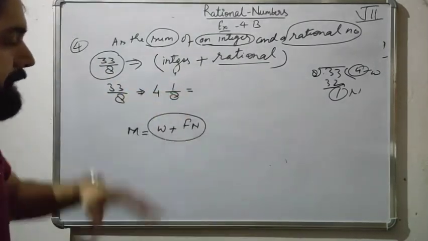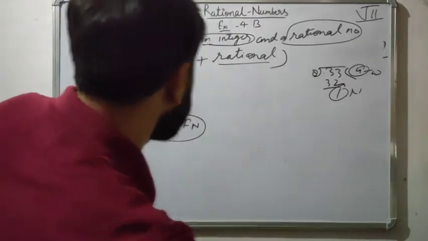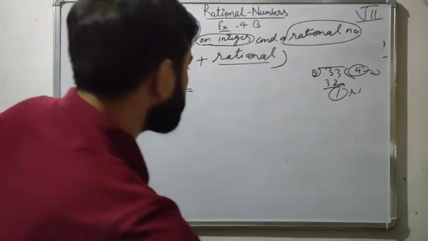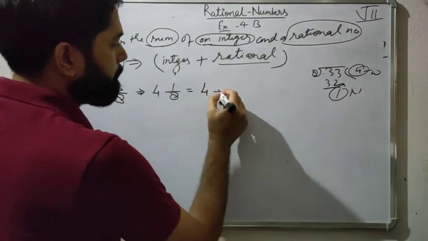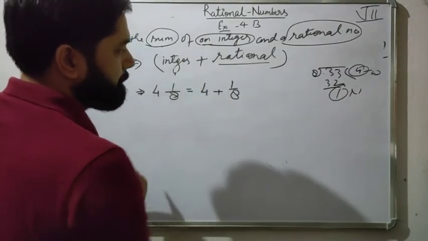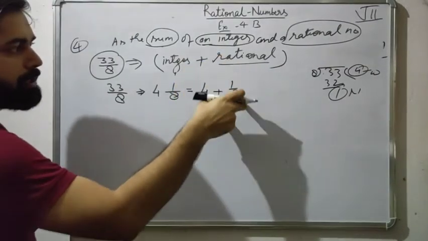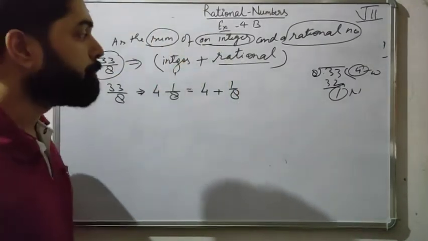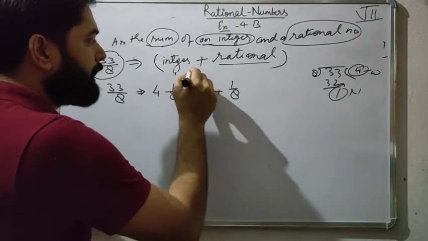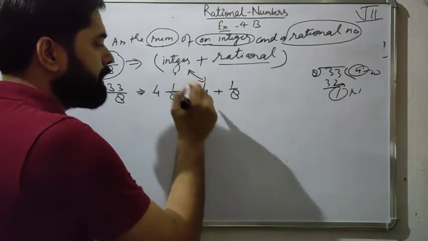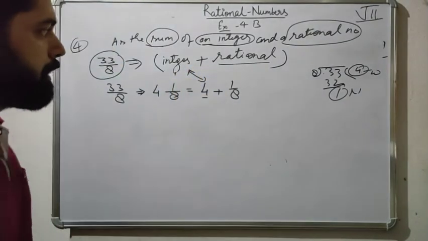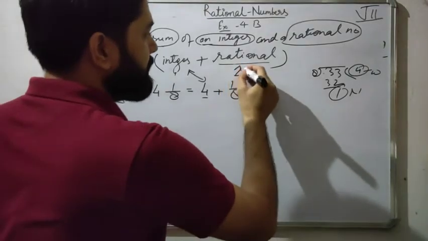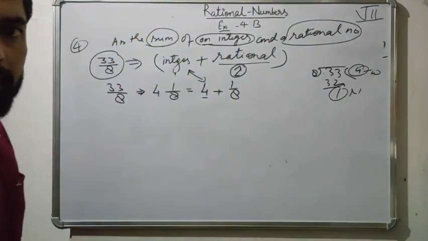This number we can write as 4 plus 1 upon 8. So look here, they match with these two steps. You match both steps and what do you get? So you get an integer, 4 is the integer and 1 upon 8 is the rational number.